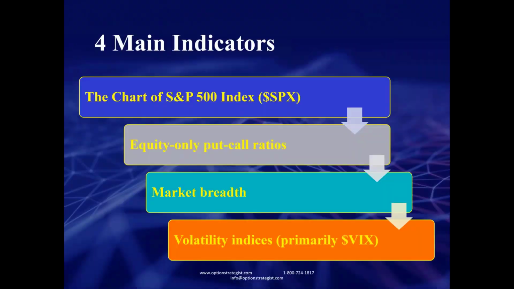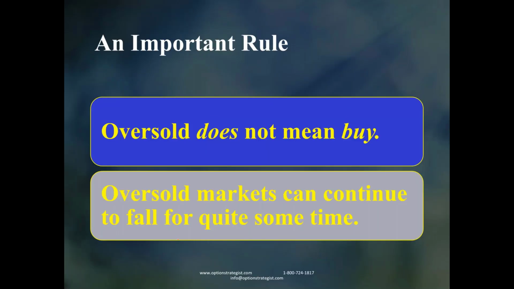So mainly we look at these four things, although as you'll see, there'll be some additional nuances to some of these. But first and foremost is the chart of the S&P 500. That's the thing we're all trying to figure out where it's going. So that's the most important indicator that we have. Then we'll take a look at equity-only put-call ratios and also put-call ratios on individual stocks. We'll take a look at market breadth, where we have some option-oriented ways of looking at that. And then finally, we'll take a look at VIX and some other things surrounding VIX that we use as pretty accurate market predictors.